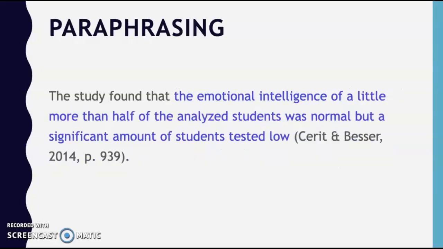This example of paraphrasing shows how you could take the results of that study and sum them up into a shorter sentence in your own words. The study found that the emotional intelligence of a little more than half of the analyzed students was normal, but a significant amount of students tested low, followed by a citation and a period. Notice that there is no need for quotation marks because we are not using the author's exact words. However, it is still their original idea and needs to be cited properly.